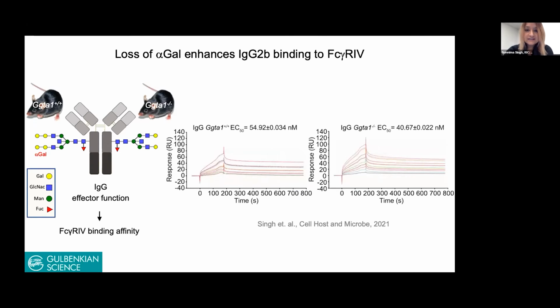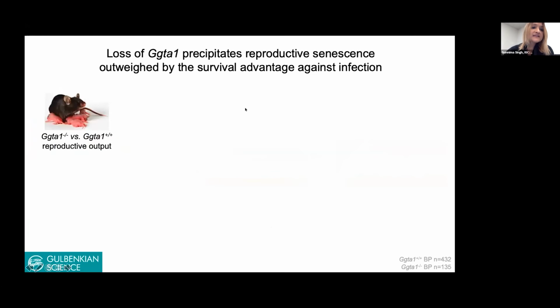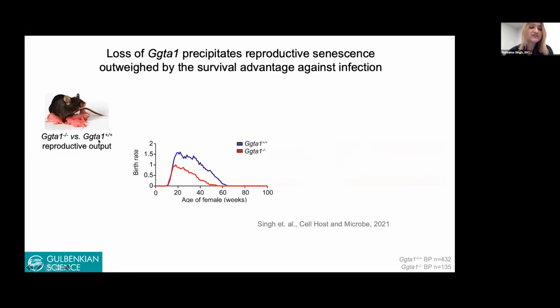Surface plasmon resonance analysis showed that indeed the binding affinity to Fc gamma receptor 4 is enhanced in knockout IgG versus wild-type IgG. Now, as I said before, loss of GGTA1 is a unique event in primate evolution. This suggested that it was probably associated with a fitness cost. For this, we analyzed literally hundreds of breeding pairs of wild-type versus knockout mice and assessed their reproductive output over a period of 5 years.